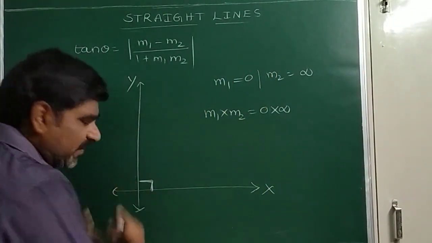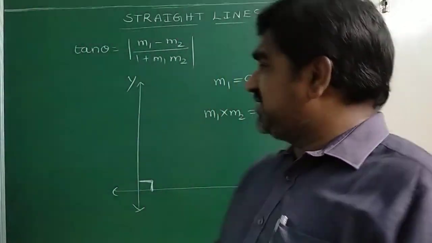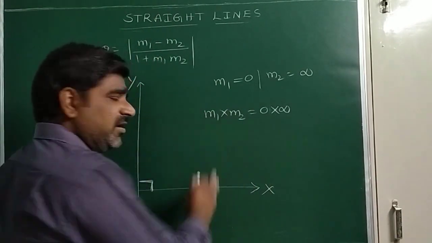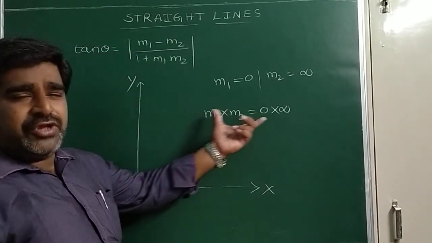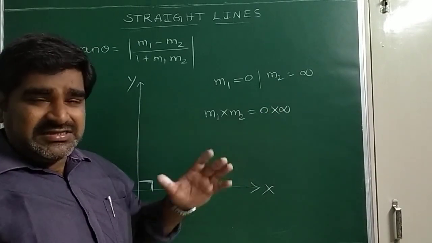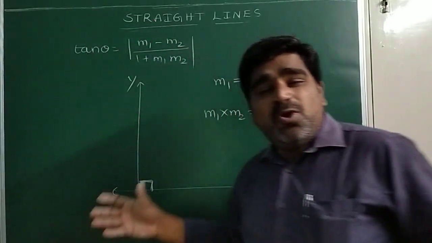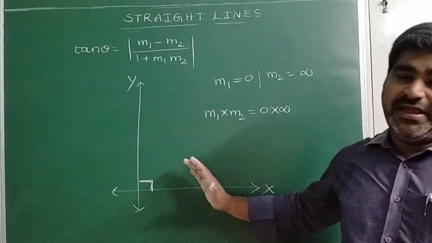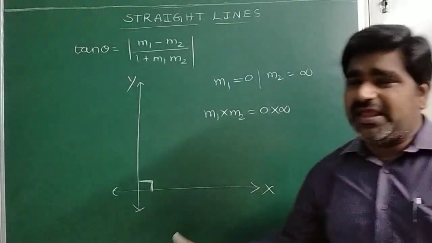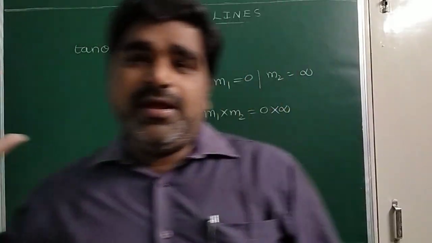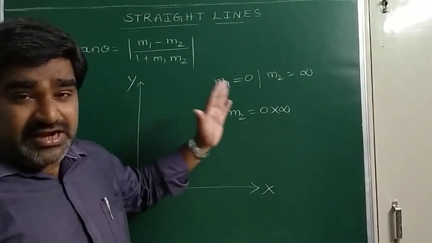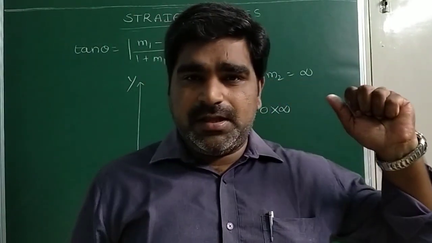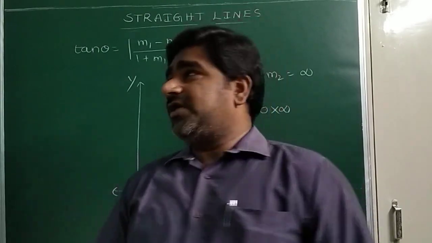But these two lines are perpendicular. Just now I said that if the two lines are perpendicular, then the product of slopes is equal to minus 1. But here m1 into m2 is not minus 1. So that is the exception case. This happens only in the case of the coordinate axes. So in all the remaining cases, it holds. In the case of the coordinate axes, this condition does not hold. That's why that is the exceptional case.